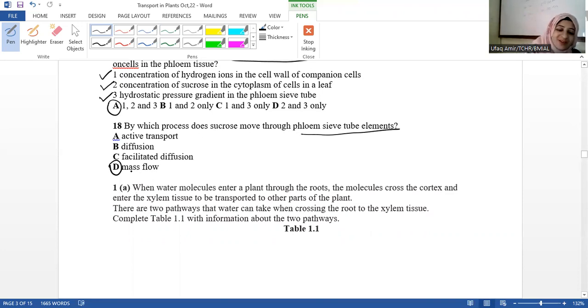So these were all the questions from the October-November session 2022. All the three variants, 11, 12, 13, I have done, and these were the MCQs.